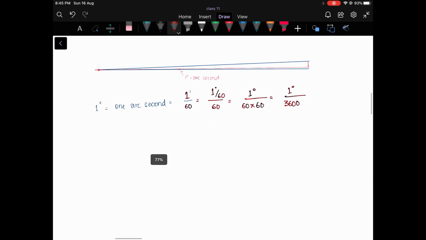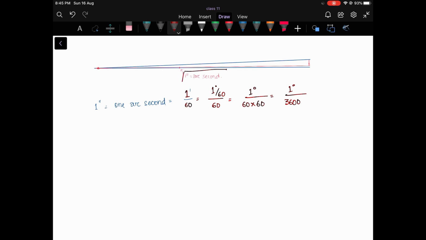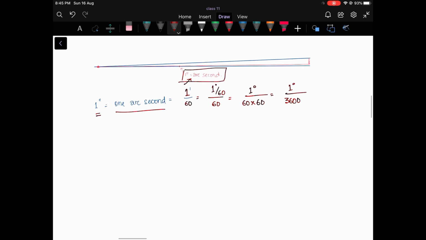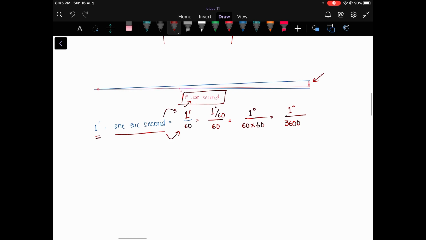Next, we again have a much smaller unit to measure your angle, which we call arc second. Now 1 arc second is simply defined as 1/60th of the angle, that is 1 arc minute. So you saw already we have arc minute, which is, let's say, this. We divide this arc minute again into 60 parts. So you can already imagine it's going to be such a small angle that we have. Now that arc minute, when I divide by 60, what we get is your arc second.